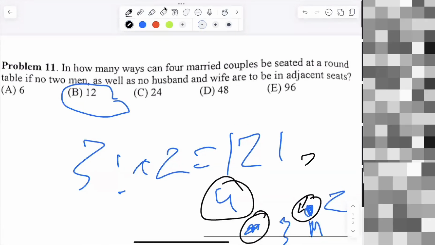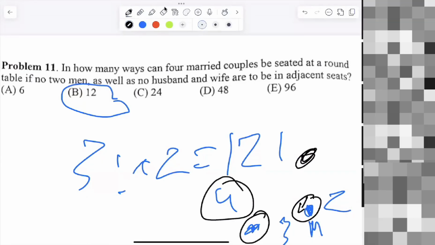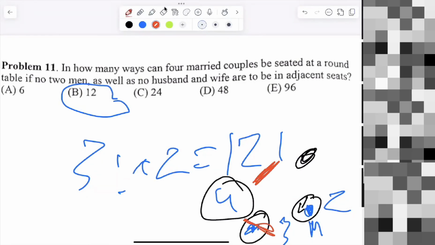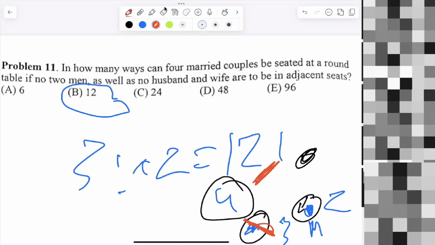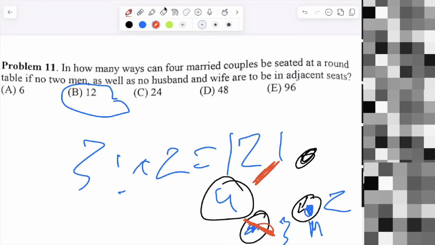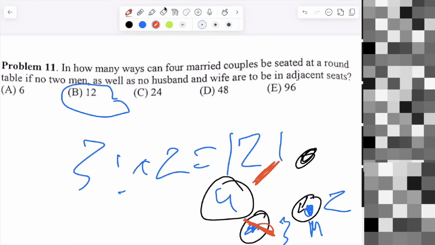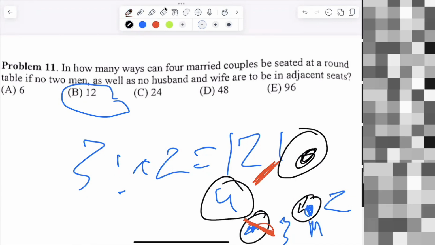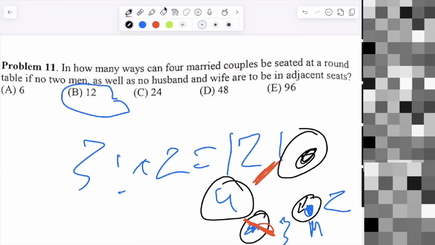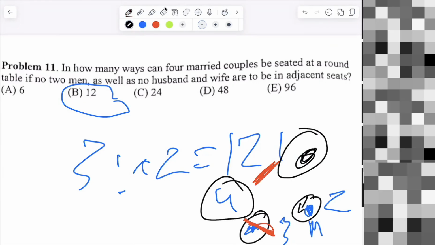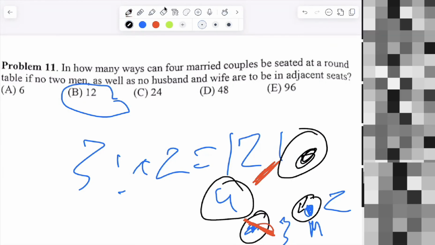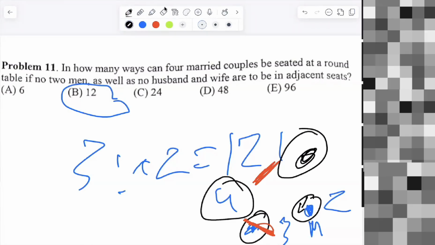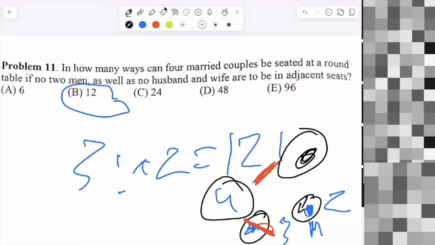Where? Over here. Why? Because notice that this place and this place are next to the female. And we do not want that. So all we have left is to place it in here. Similarly, for the others, it follows. So the answer to this question is just 3 factorial times 2, or 6 times 2, or 12.